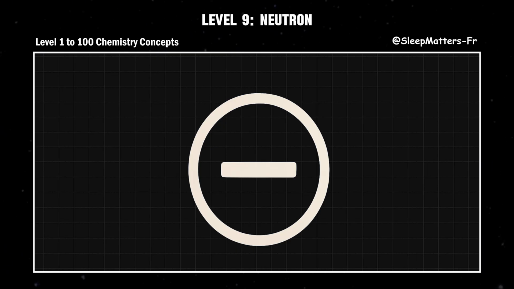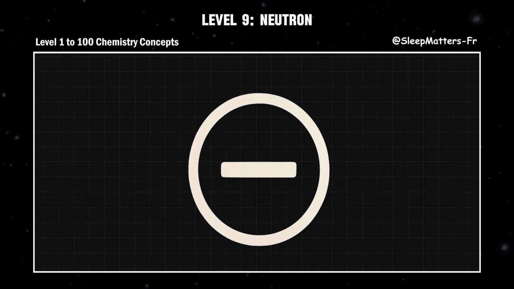In the heart of every atom, in the nucleus, there are 2 main particles: protons, which are positively charged, and neutrons, which have no charge at all. But do not let that silence fool you. Neutrons are the quiet force that holds everything together.